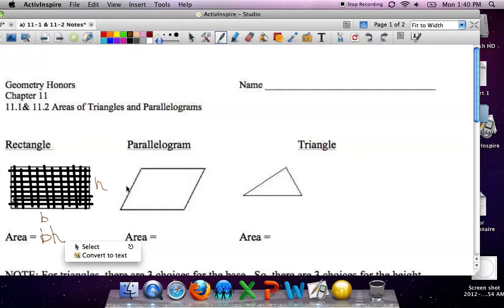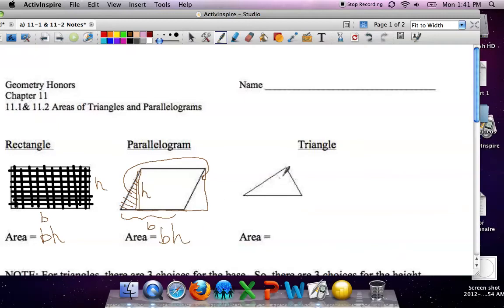A parallelogram, we can think of as having a height of h and a base of b, and if you take this piece off and insert it over here, you will actually end up with a rectangle. If I remove this triangle here and place it over here, you'll end up with a rectangle that has the property, the height is h and the base is b. The area of a parallelogram is also base times height.